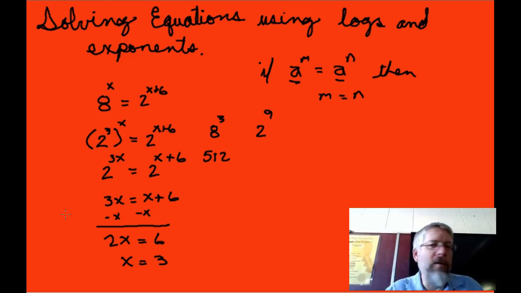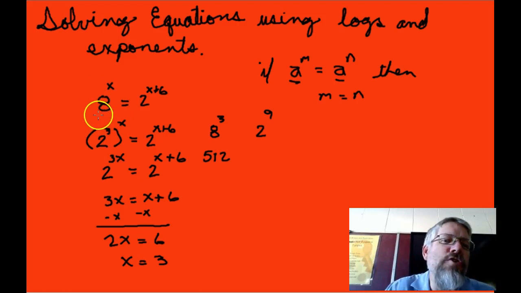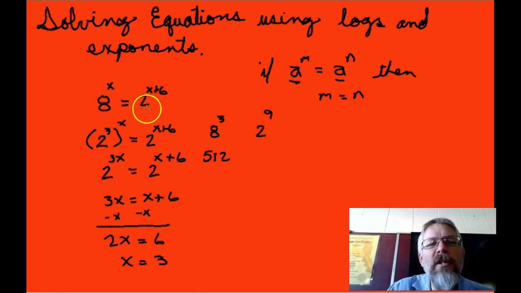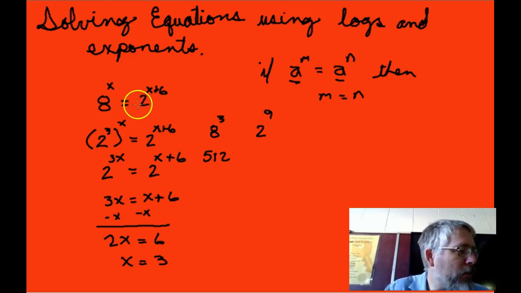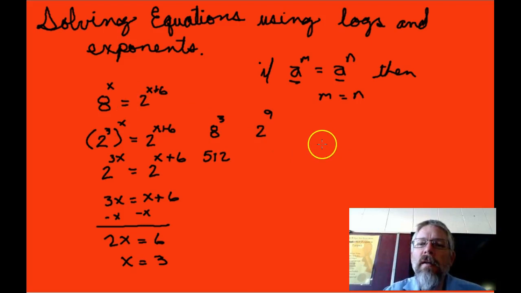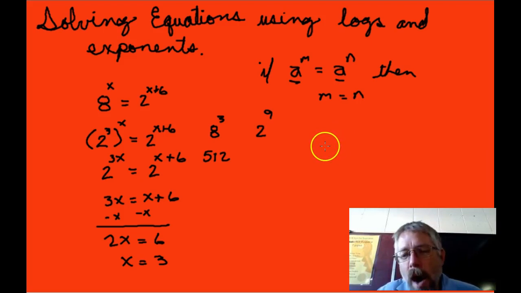So that is solving an exponential equation using exponents. Now, if there's no possible way to write my two exponential expressions with the same base, then I have to use a logarithm. And this goes back to the rule I introduced at the beginning of the year. If you do something to one side of the equation, you have to do it to the other. Well, taking the log of both sides of an equation is something you can do.